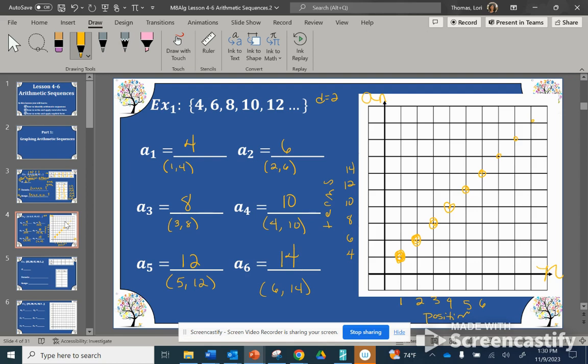We have our first number is 4. There is no number in between 4 and 6. So we are not going to connect our data points. So our graph is discrete.